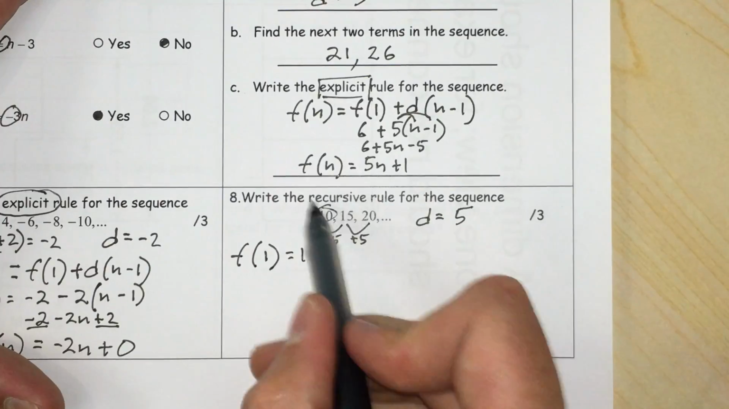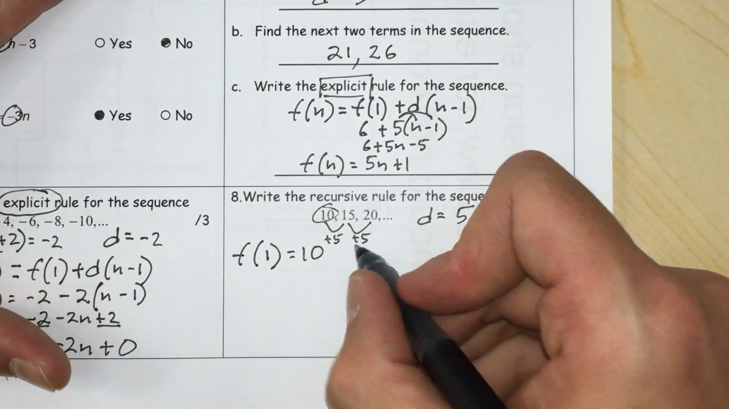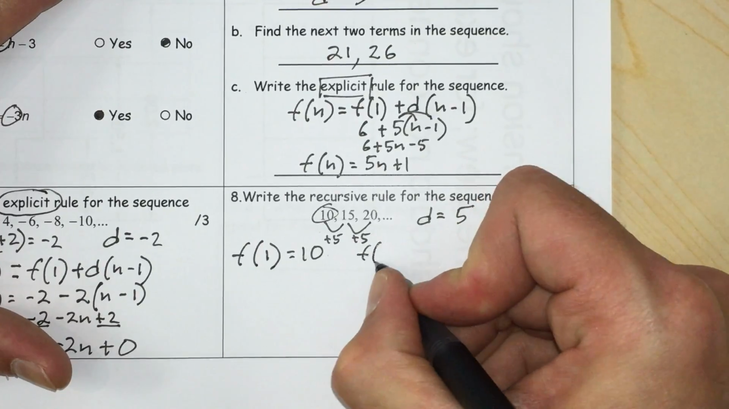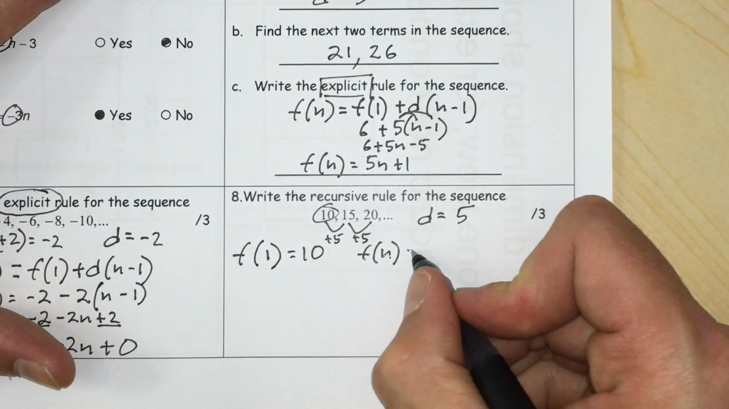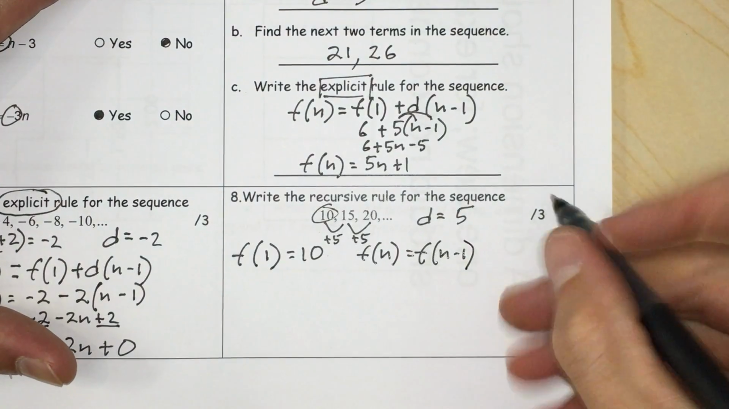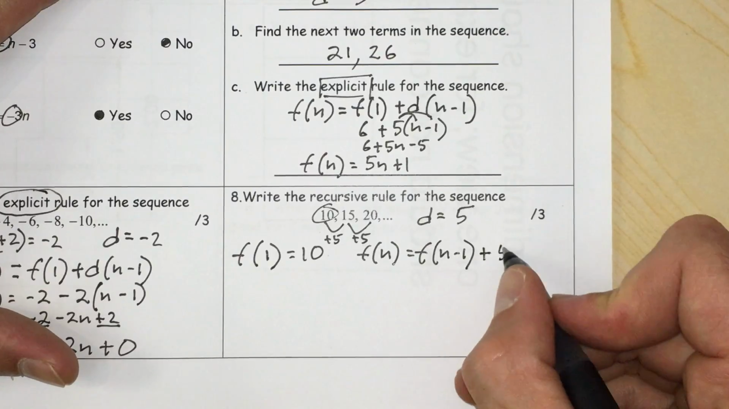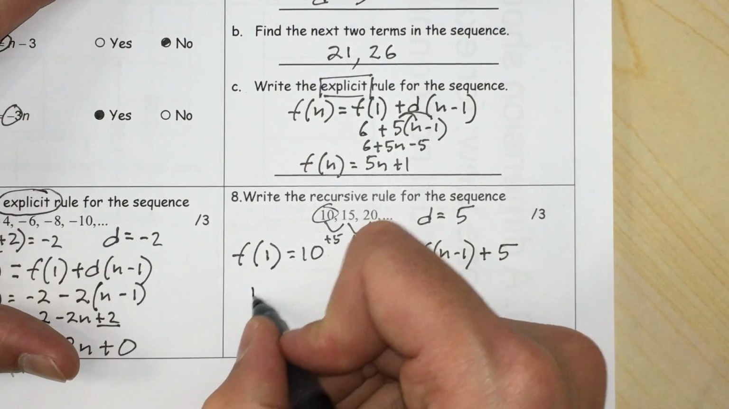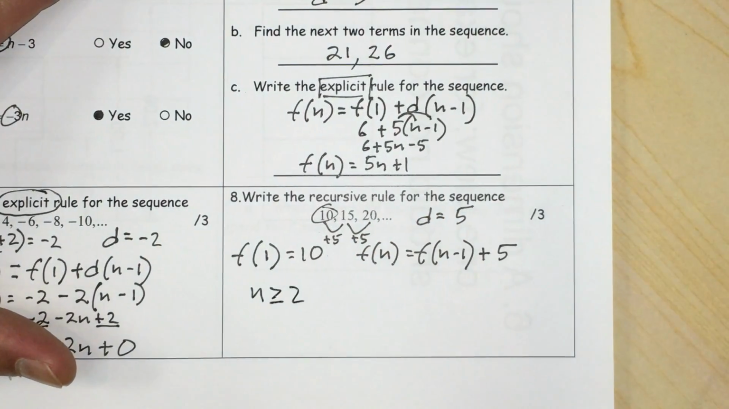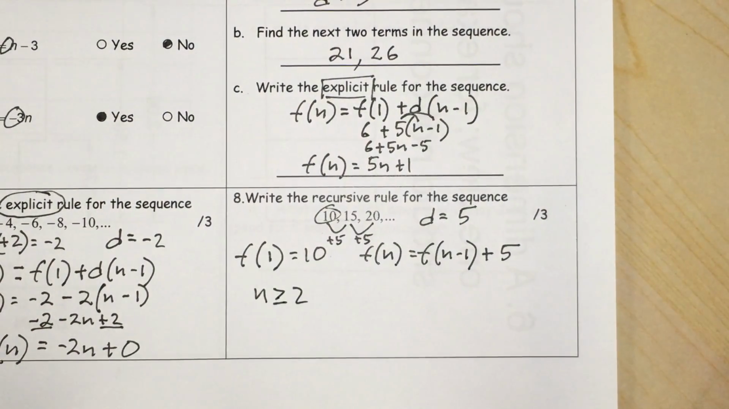Okay, if you can't remember how to find the recursive rule, look at the video titled Finding the Recursive Rule. And then we've got f of n equals f of n minus 1 plus our common difference of 5, and n is greater than or equal to 2. That one's done. Okay. All right, I'm going to post the second half of this in another video. So this is part 1, and you'll see part 2 in a second.